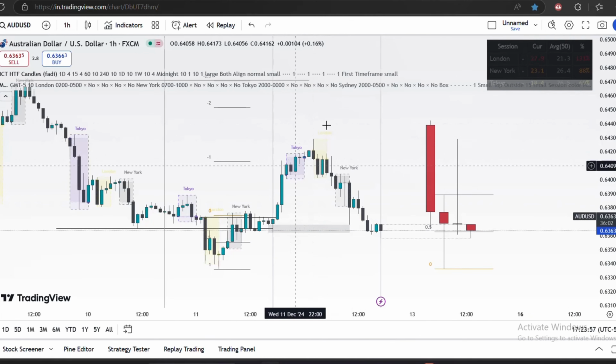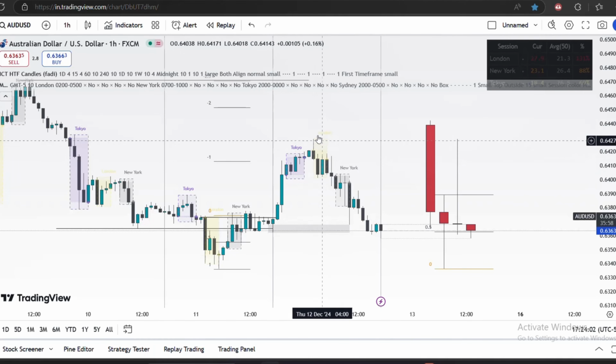So since it got into a point of interest, this wasn't Judas. It wasn't landing Judas daily profile. So I didn't trade New York.